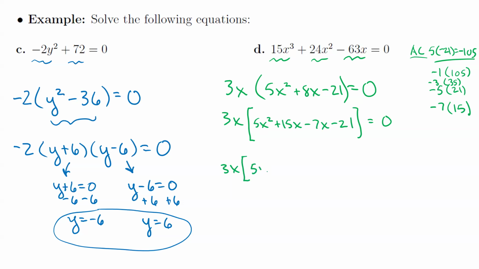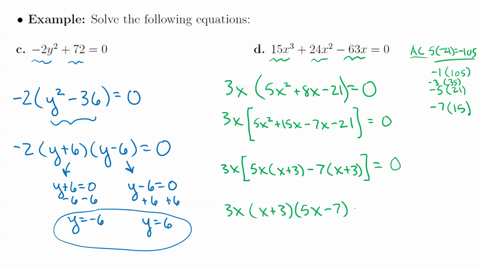So I can factor a 5x out of those first two. And then keeping in mind I want x plus 3 to show up by factoring the second two out, I'm going to factor a negative 7 out of those. So it'd be x plus 3. So then by factoring x plus 3 out, we'll get 3x times x plus 3 times 5x minus 7.